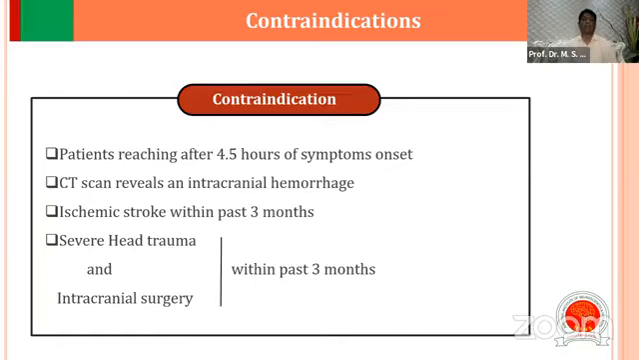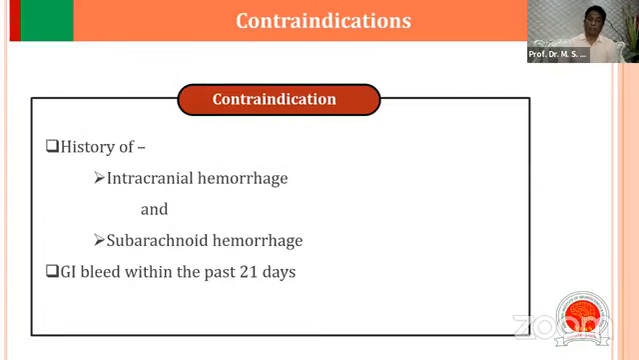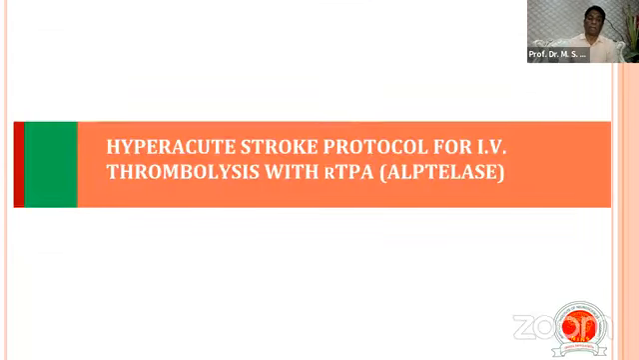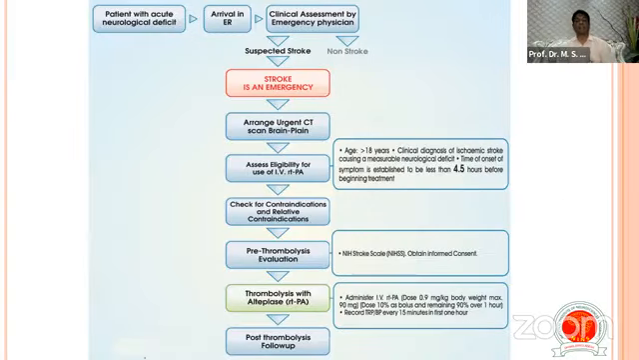Contraindications: patient reaching after 4.5 hours of symptom onset, CT showing intracranial hemorrhage, ischemic stroke within 3 months, head injury, intracranial surgery within 3 months, intracranial hemorrhage, subarachnoid hemorrhage, bleeding within the last 21 days. In our protocol, now it is the summary.